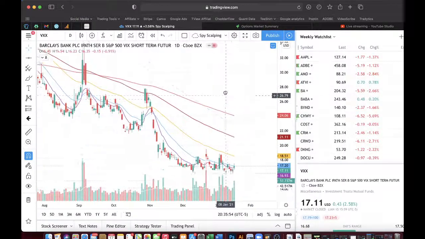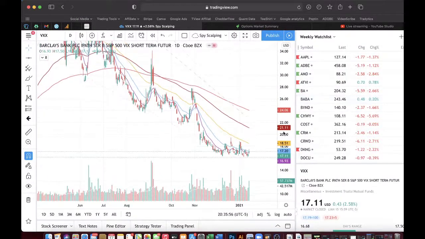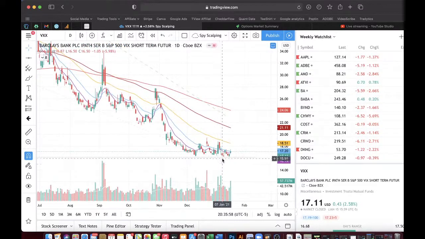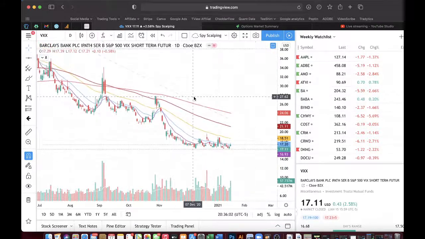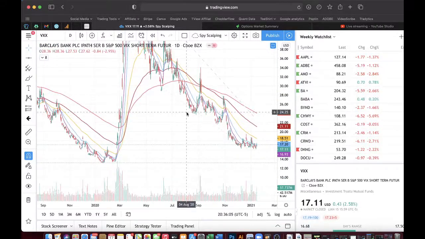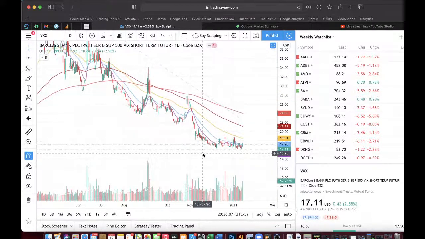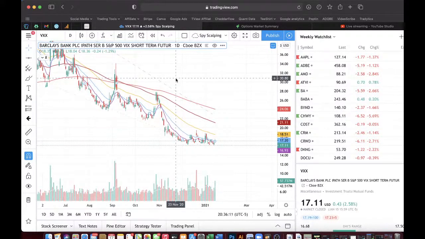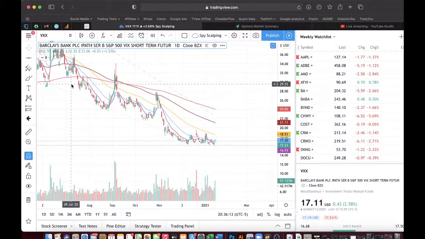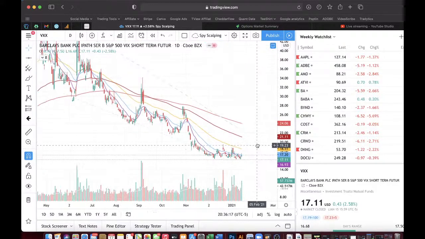I actually added a VXX position because we are in a pretty significant demand zone down here. VXX, if you don't know, is the volatility index. It doesn't exactly track VIX, but it is basically a measure of how concerned people are in the market. It's a measure of out-of-the-money put options. And so VXX is a good opportunity if market volatility is going to come up.